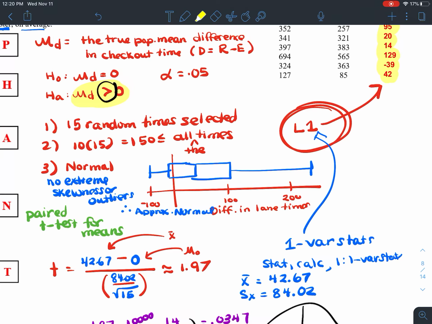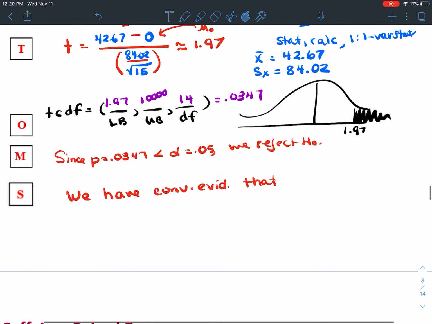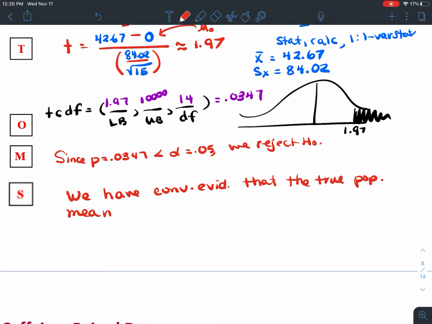It's showing that the true mean difference, you can just look up here at what we defined m sub d, or mu sub d, to be. So we have convincing evidence that the true population mean difference in lane times is greater than 0. And again, just for clarification, to denote the order of subtraction, regular lane minus express lane. That is called a paired t-test.